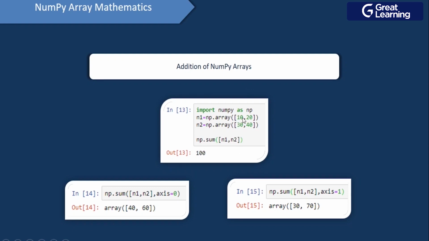Now if I want to find out the individual sum along the rows and along the columns, then I can use the additional parameter called axis. So if I want to sum the values along the column, then I'll set the axis to be equal to 0. So when I have the axis value equal to 0, as you guys see, I have 30 plus 10 equal to 40 and 40 plus 20 equal to 60. Similarly, if I want to sum these up along the rows, then I'll set the axis value to be equal to 1. And over here I have 10 plus 20 equal to 30 and 30 plus 40 equal to 70.